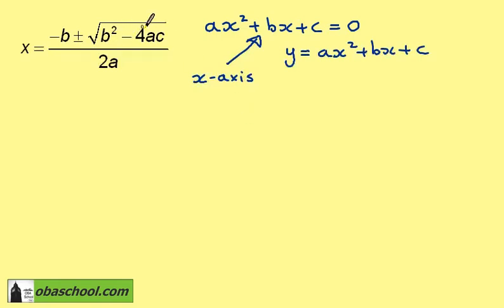The other feature of the formula that is important is the b squared minus 4ac. This expression is known as the discriminant.